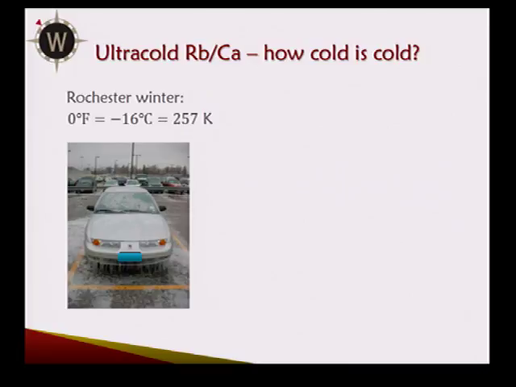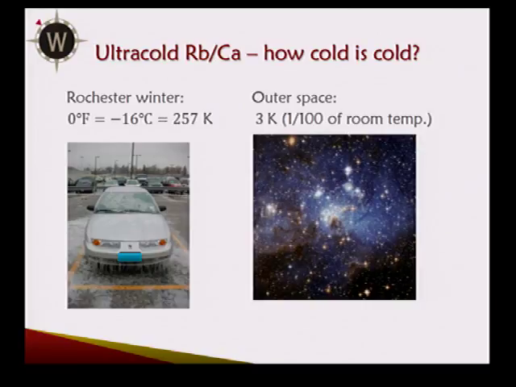On the absolute scale, those temperatures are still very close to room temperature. Room temperature is about 300 Kelvin. We got there to 250, 260 Kelvin. So you might say, okay, what's colder than Rochester? It's outer space, right? So you have about 3 Kelvin temperature. That's about a hundredth of room temperature. I think we can all agree that's pretty cold.